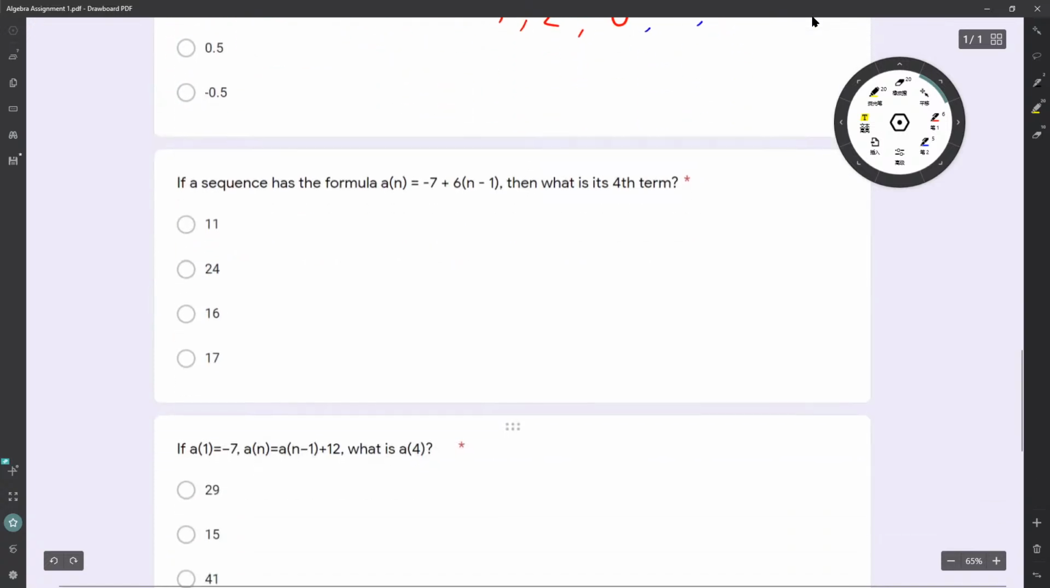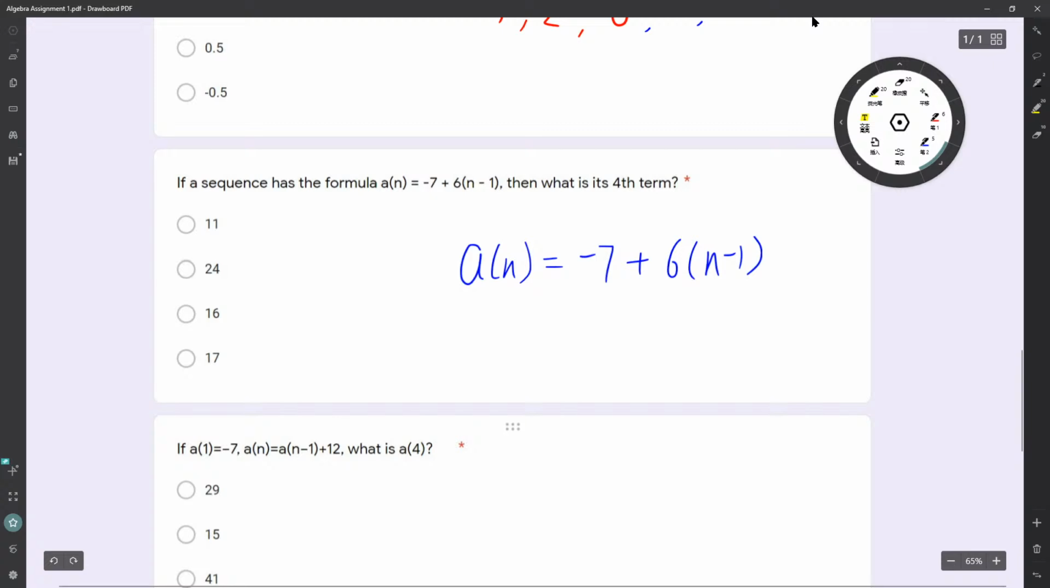If a sequence has a formula, the nth term equals -7 plus 6 times (n subtract 1), then what is the fourth term? So now we have a formula. This is a big change. -7 plus 6 times (n subtract 1). What is the fourth term?